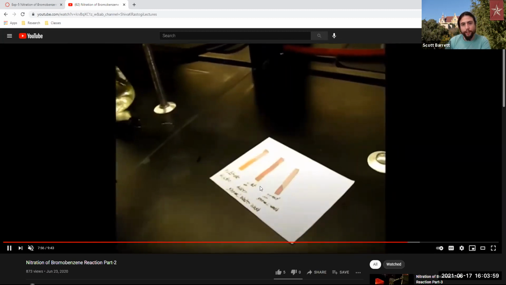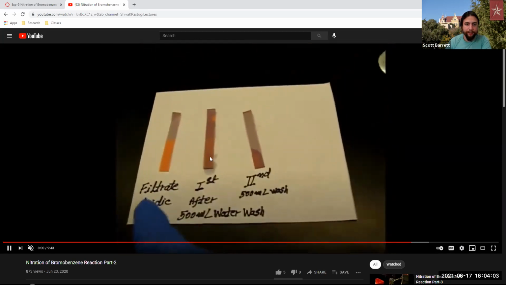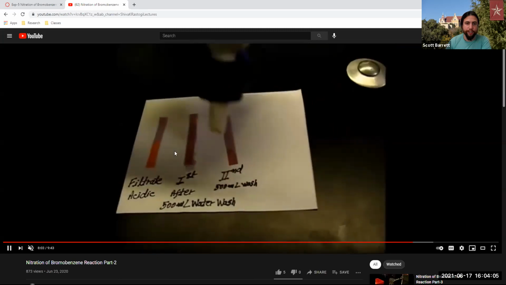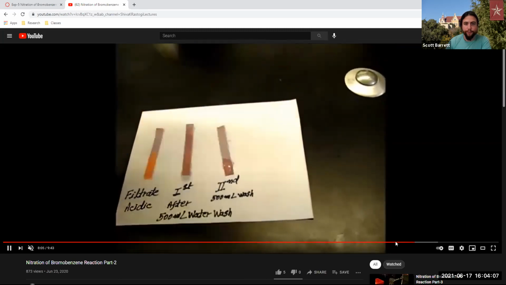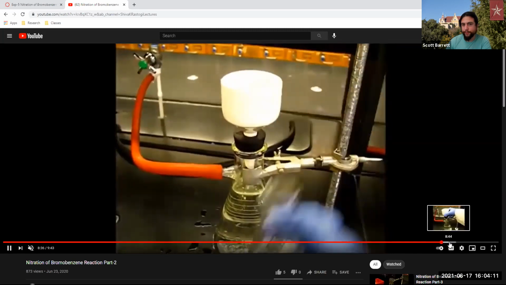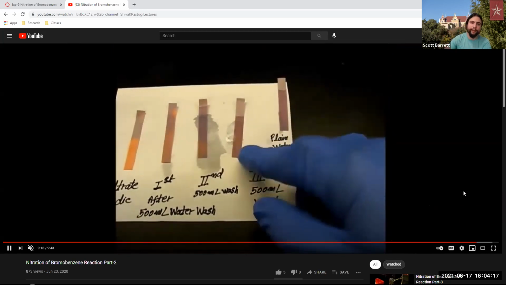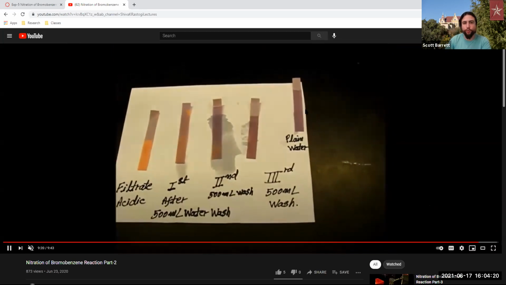Okay, so here, filtrate acidic. This is the first after wash, still red. Second wash, slightly red. Now we wash it again, and we're going to be washing and washing and lots of washing. So you can see why this takes 2 days, because of so much washing.